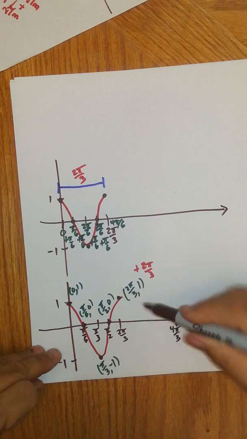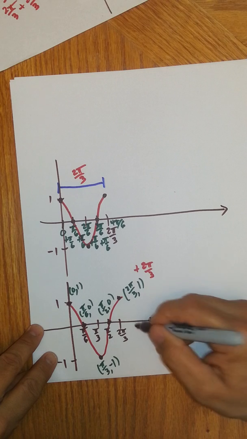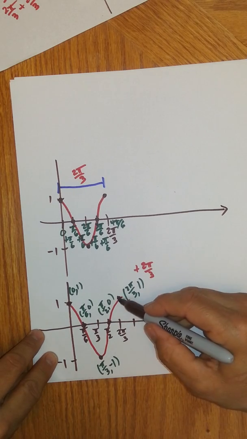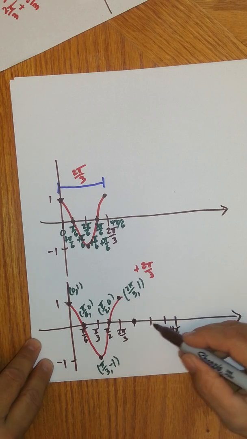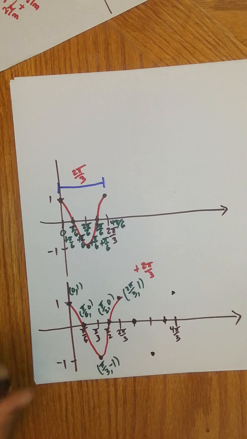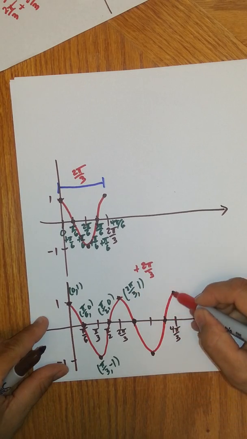And I can label the points if I want, but let's just draw this out. I know this is going to be split into fourths. I'm going to start at the max, go back to the axis, go to the min, go back to the axis, go back to the max, right? So here's my wave. Okay.